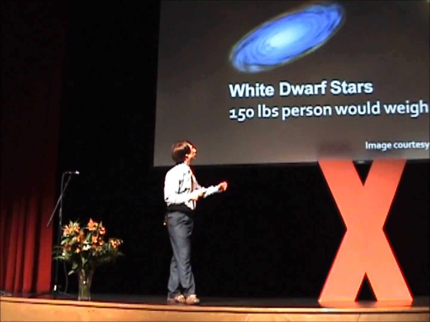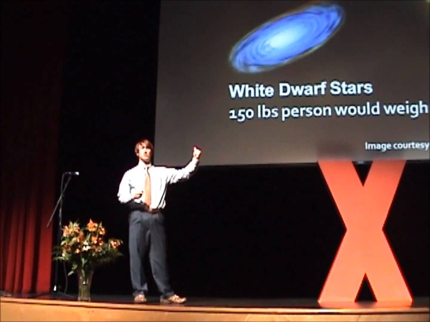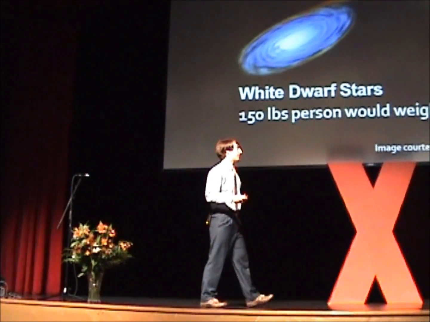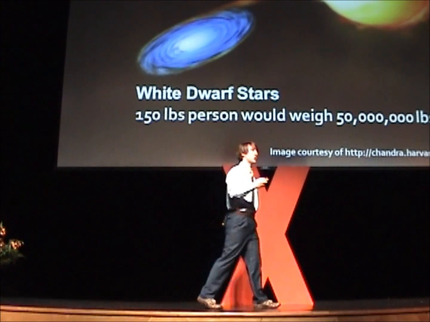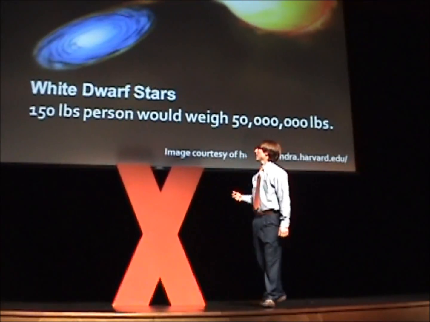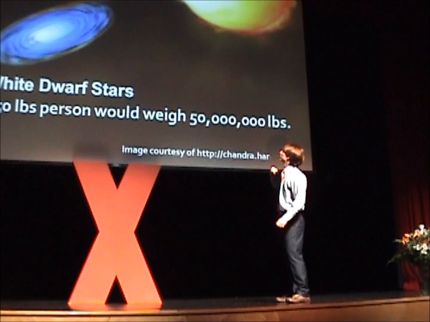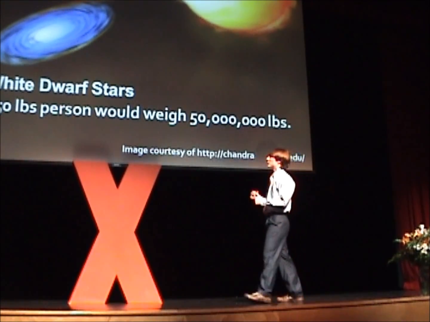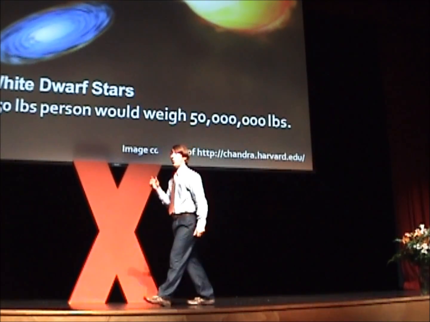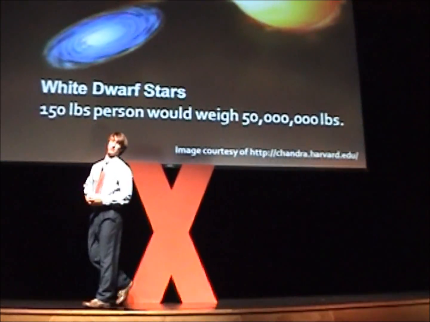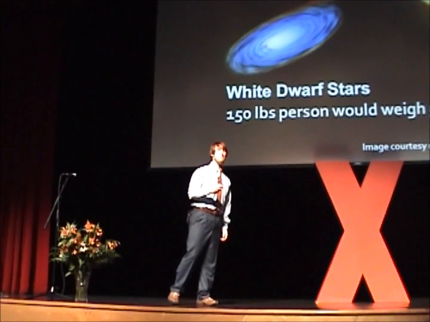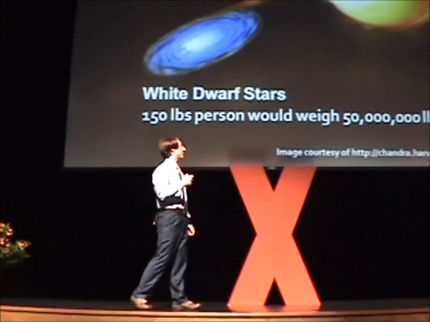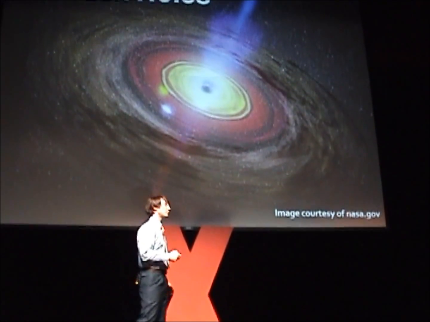Binary star systems often occur when an almost dead star, which is what our sun will become, becomes what's called a white dwarf, a very heavy, very dense, but rather small remnant of a star. In this binary system, the energy from a red giant star is being sucked off onto this white dwarf. White dwarfs are so dense that a 150-pound person on Earth would weigh something on the order of 50 million pounds on a white dwarf star, because its gravitational force is so great.